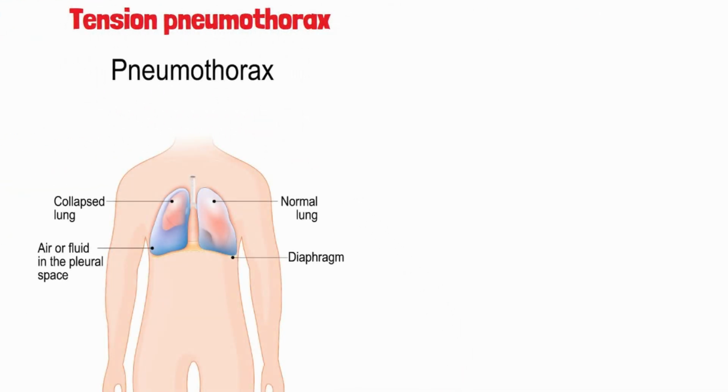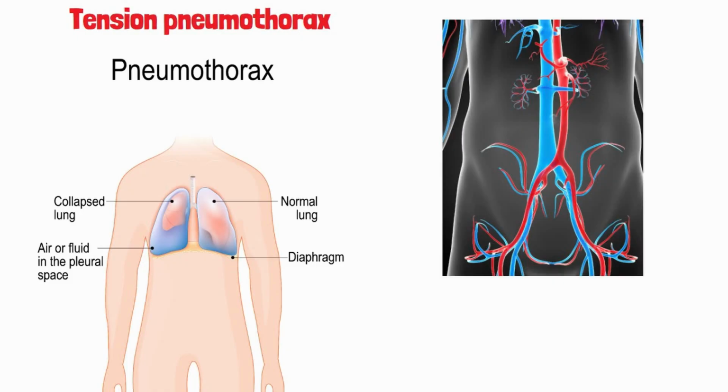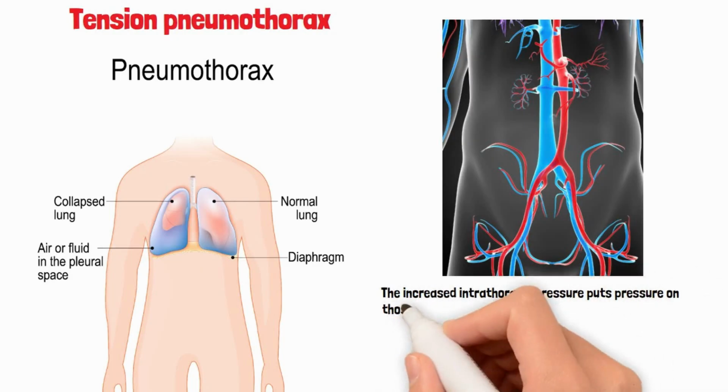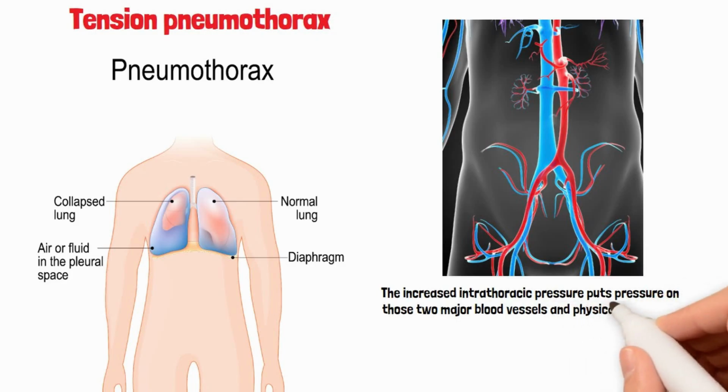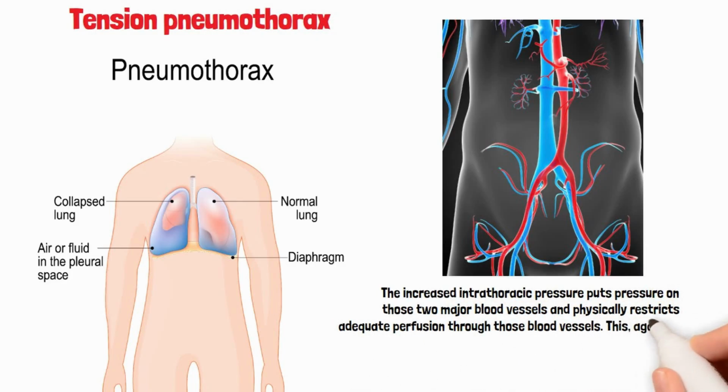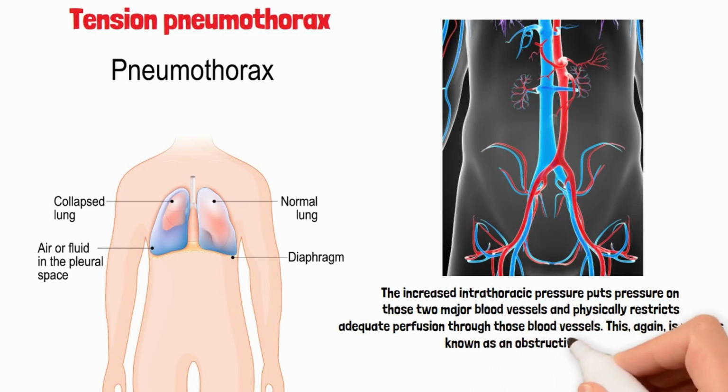With a tension pneumothorax, air is entering into the chest cavity and collapsing the lung. But it's not only collapsing the lung, it's also putting pressure on the aorta and the vena cava, the largest artery and the largest vein in the body that run through the chest. The increased intrathoracic pressure puts pressure on those two major blood vessels and physically restricts adequate perfusion through those blood vessels. This again is why it's known as an obstructive shock.